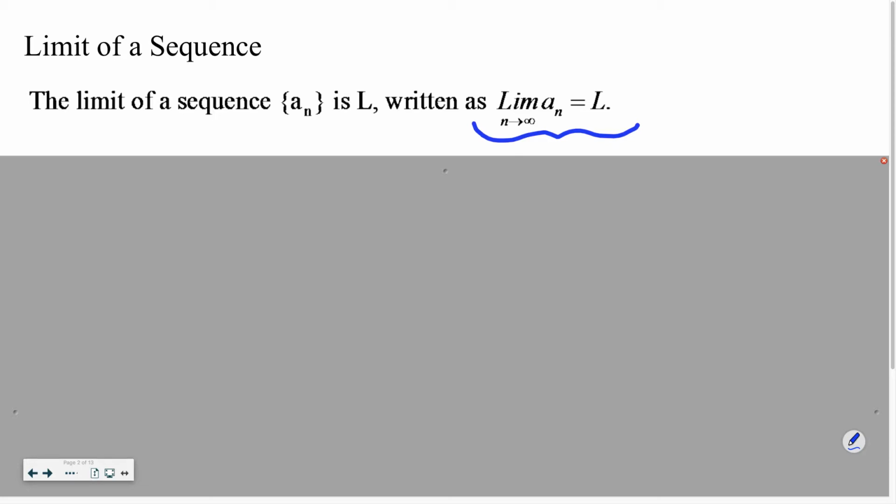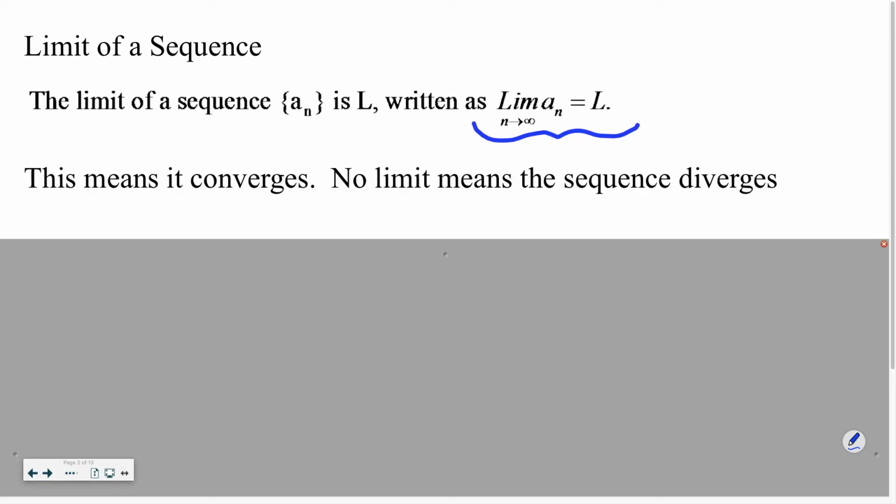Okay, now, if we have a limit, then we say that our sequence converges. If we don't have a limit, then the sequence diverges. What if the limit goes to infinity? It still diverges even though that has a limit? Then that limit doesn't exist. An infinite limit is a non-existent limit. We just describe it as infinity.